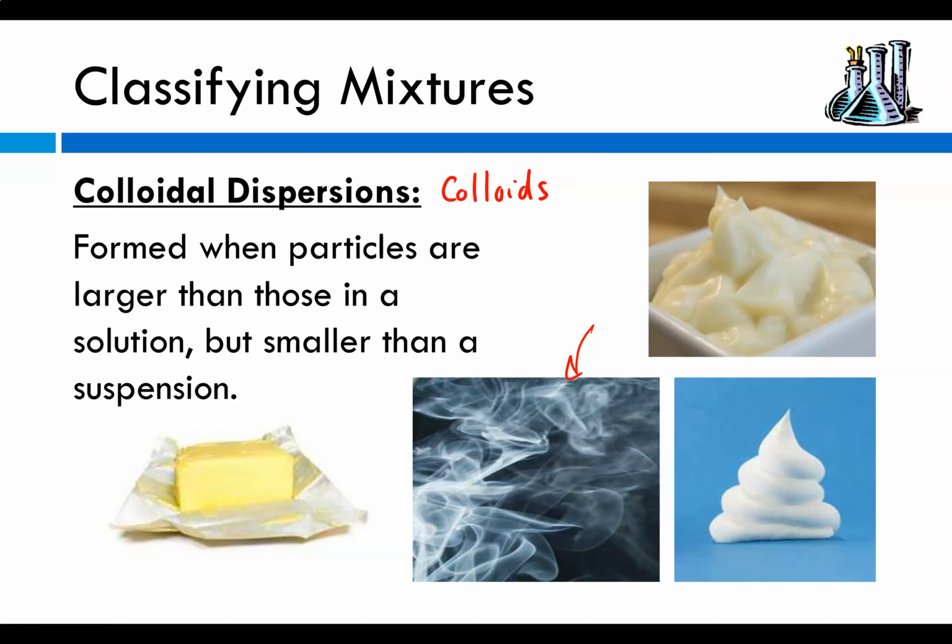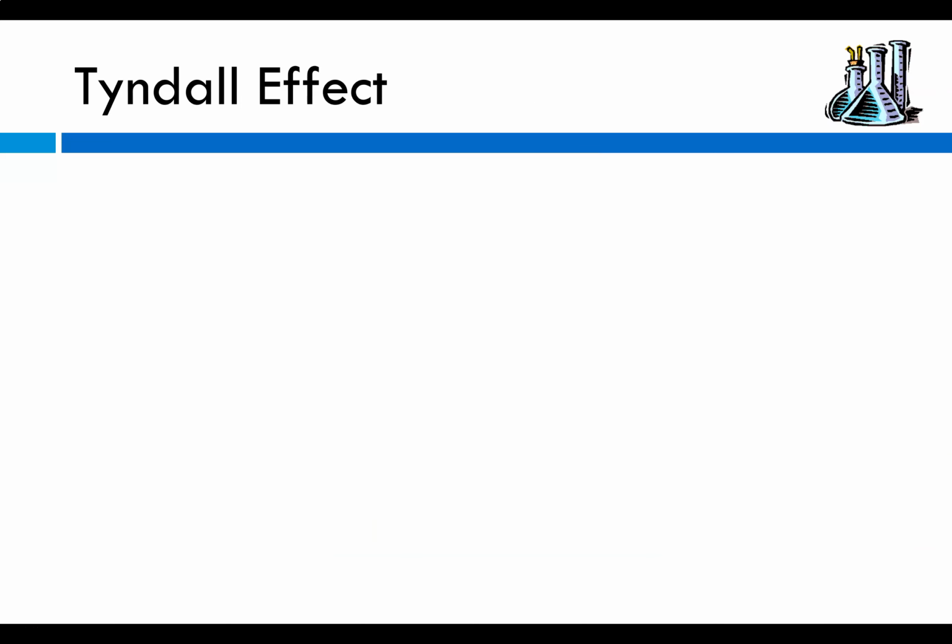So a lot of products that you come in contact with on a regular basis in your everyday life are colloids. You might be wondering, if they're able to stay homogeneous, how do we differentiate between a colloid and a solution? Well, I'm very glad you asked. We use something called the Tyndall Effect.